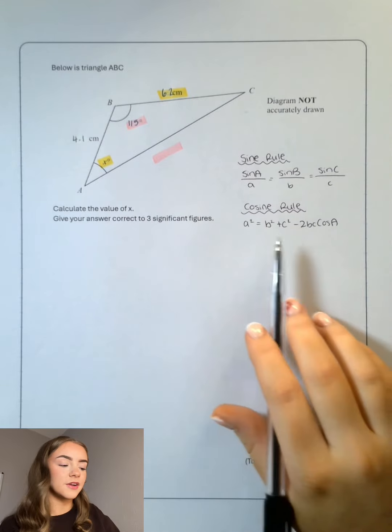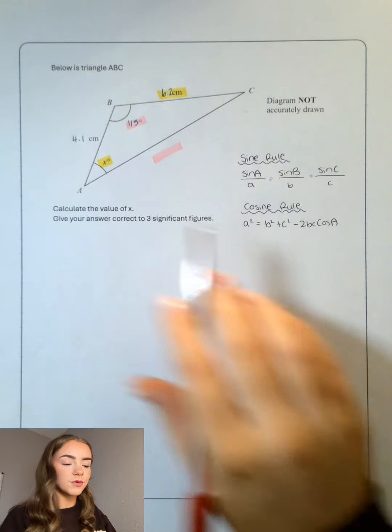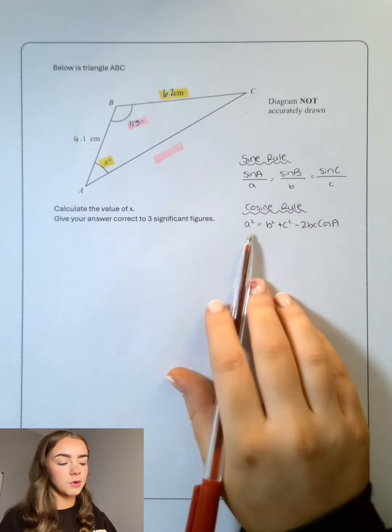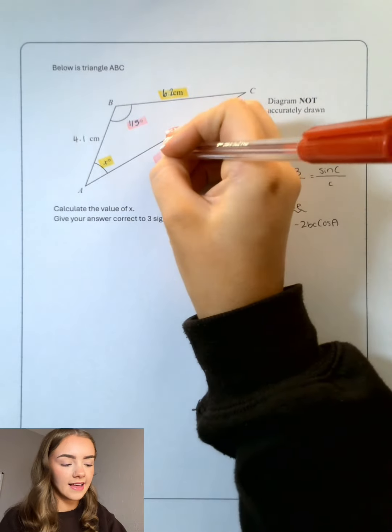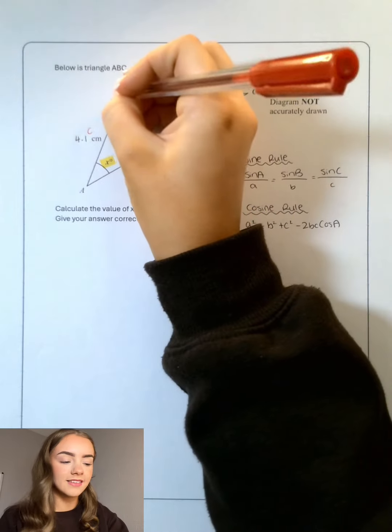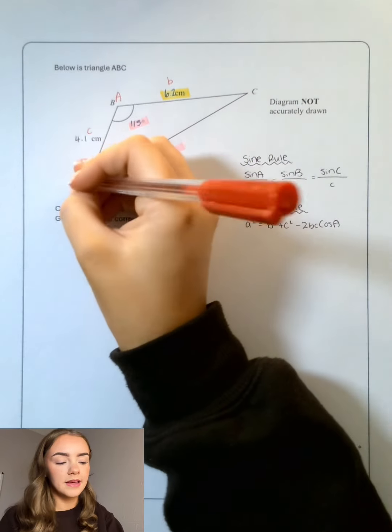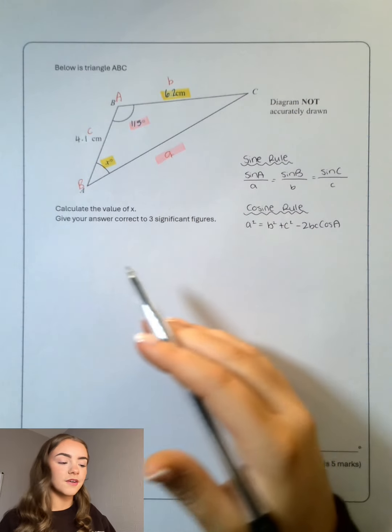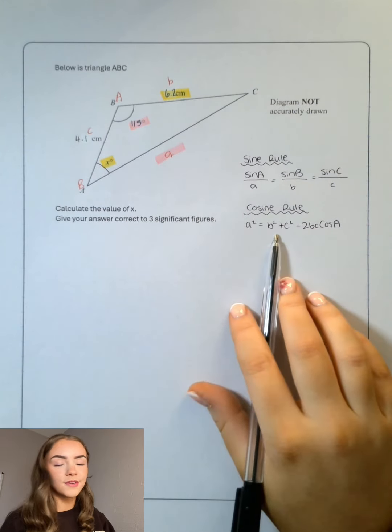To find this side, we can use the cosine rule. Cosine rule involves all three sides and one angle. Since this is the side that we want to find, we'll label this as side A, which means the other two sides will be B and C. Opposite side A has to be angle A, opposite side B is angle B, and opposite side C is angle C. Sometimes we just have to relabel the angles and sides so it fits the formula better.